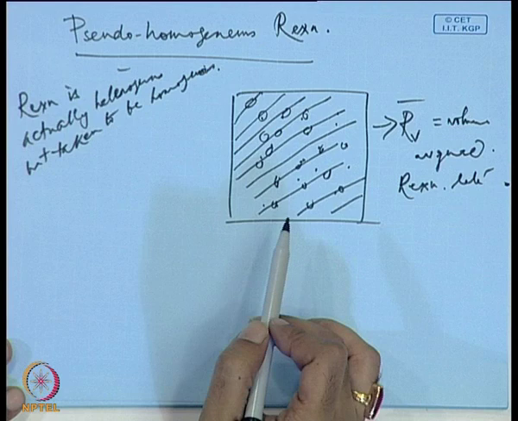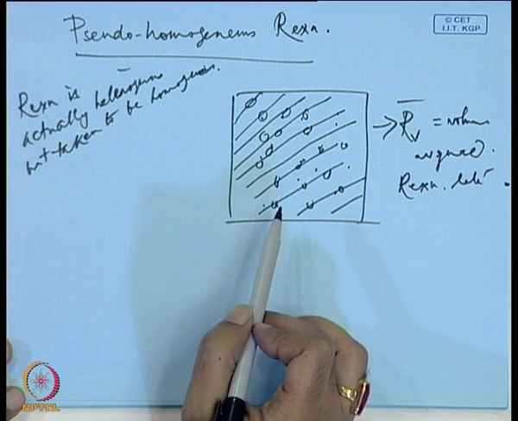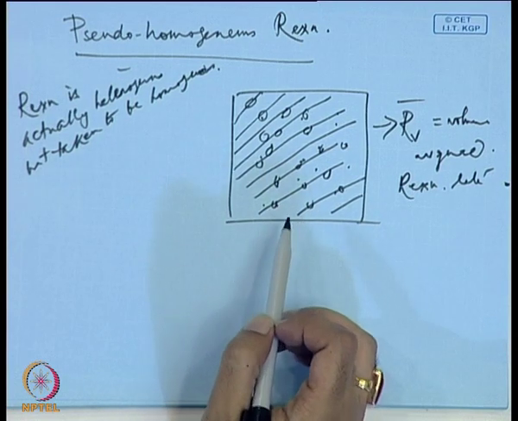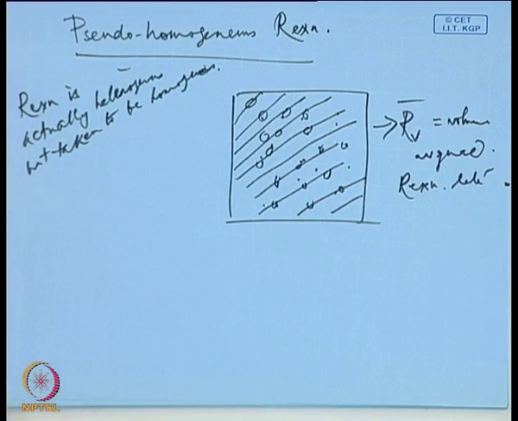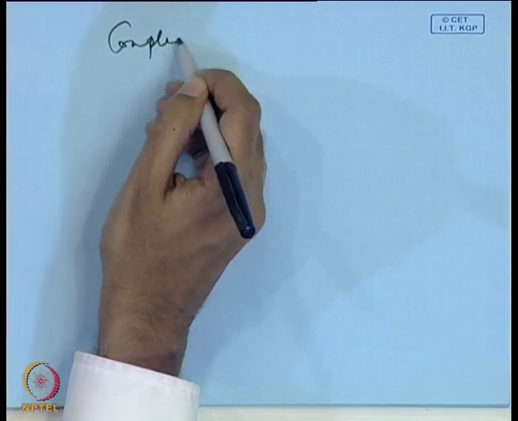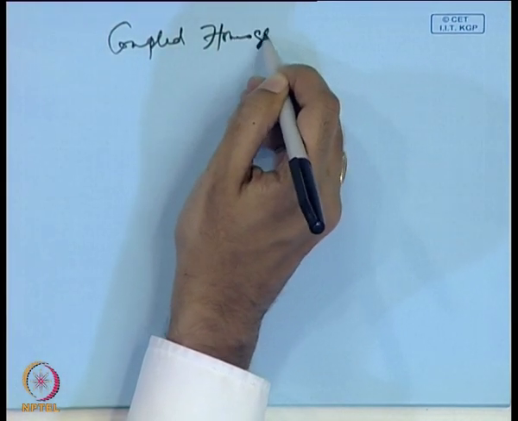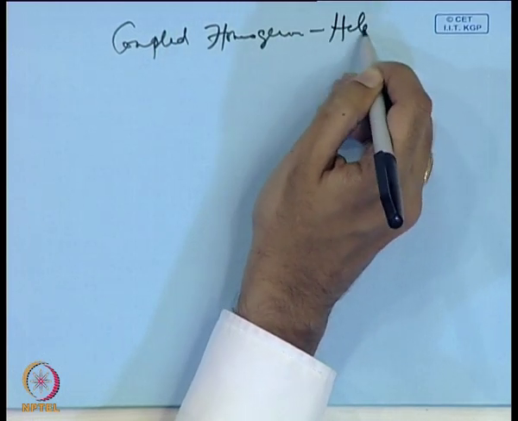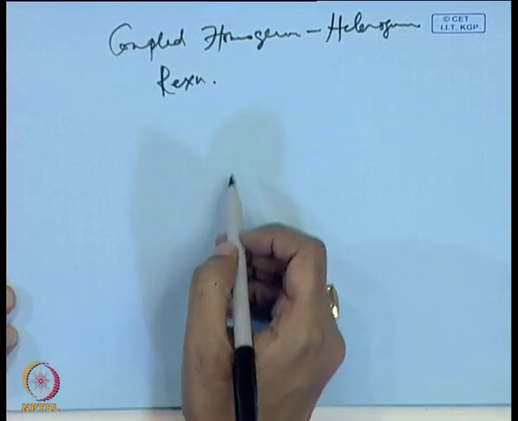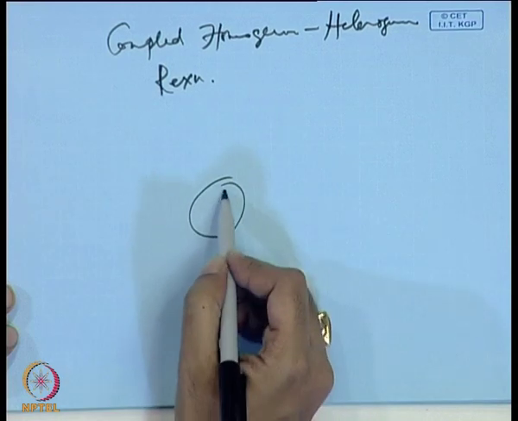So, this is pseudo homogeneous. I want to be clear, pseudo homogeneous is not really a type of reaction, but it is essentially a way of description. And the last thing that I will show you here is known as a coupled homogeneous heterogeneous reaction. This is very straightforward, this is not a form of description. A coupled homogeneous heterogeneous reaction is, for example, you have the catalyst pellet out here.